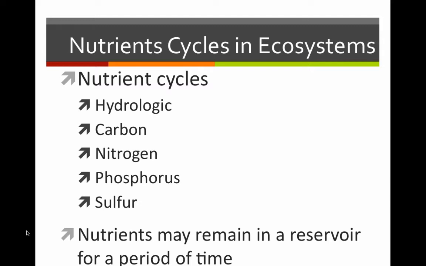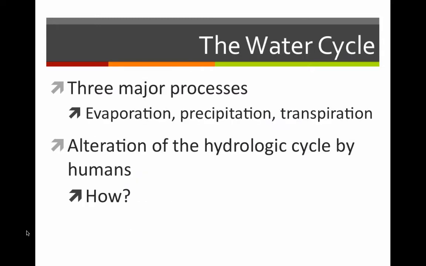And one thing you have to notice about these cycles is sometimes they are not entirely continuous. Nutrients can remain stored for a long period of time. So think of something like phosphorus being stored in rocks, which are then covered in dirt. And so they're still part of the cycle, but they may not be accessed. And so let's start with the water cycle.